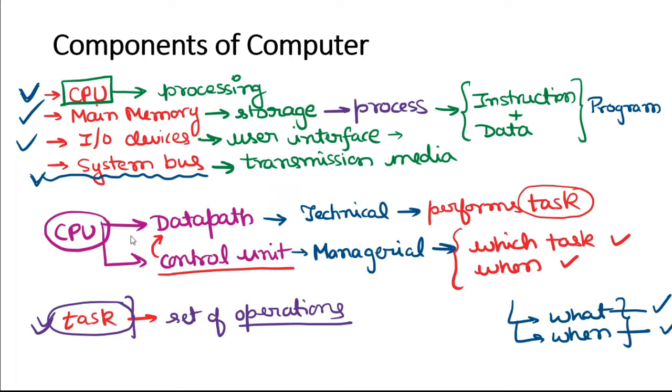Okay, now let's start our discussion with data path. Okay, let's deep dive into data path. So what is data path? First question comes, what is a data path? So data path is actually nothing but a circuitry. It is a circuitry. We already discussed, right? Data path is nothing but a circuitry. Circuitry of what? Circuitry of hardware components. Okay, it is a circuitry of hardware components.